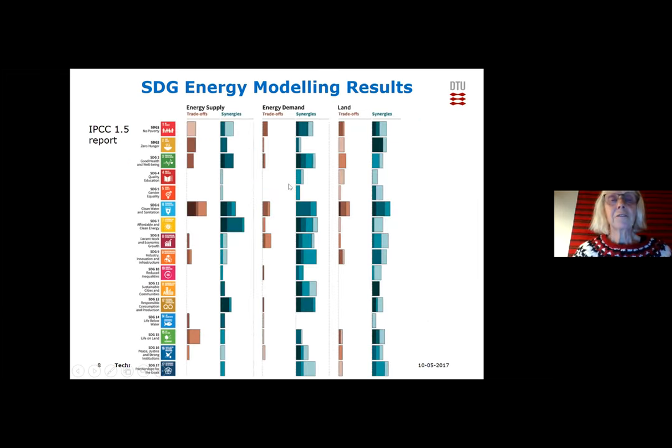The figure I have is from the IPCC 1.5 report. You maybe know that already, but this is mapping how energy supply and demand is influencing sustainable development goals. With the blue are the synergies, the brown are the trade-offs, and they get into issues on water and food supply and so forth.